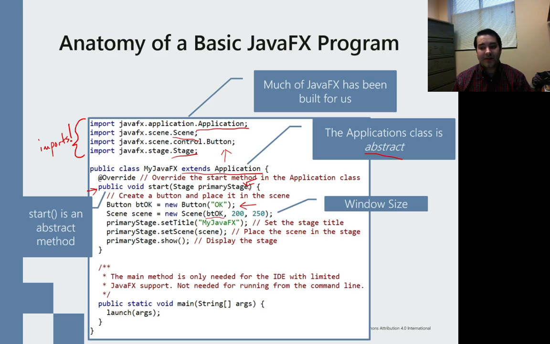That's what that's doing: I'm saying, my scene, I would like you to portray the button. This button is okay. And then on top of that, you see that I then have 200 by 250. What I'm saying there is that's my window size. This is my width and my height. So that allows me to specify how big my scene is. It could be super teeny tiny, or it could be really, really big. For example, this screen right now that you're looking at is full screen.